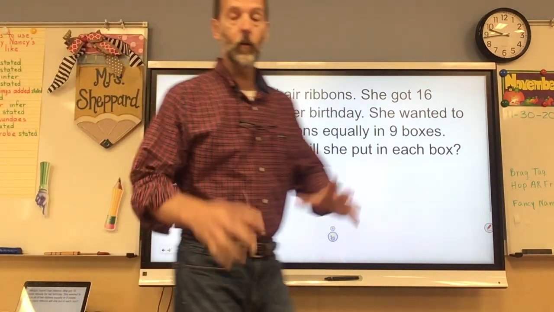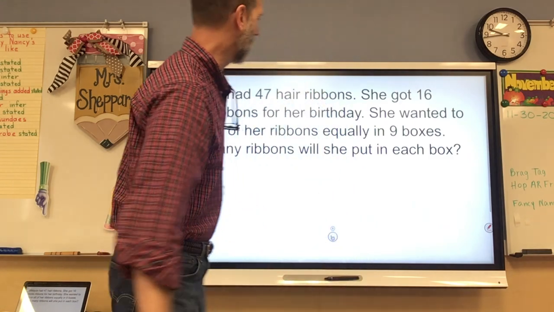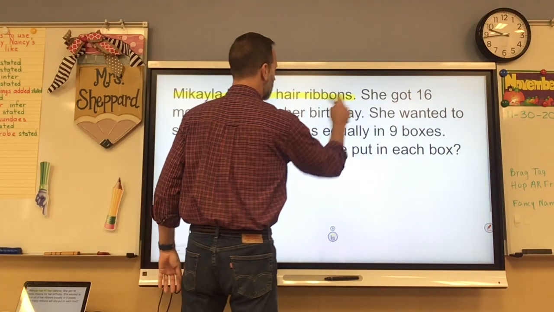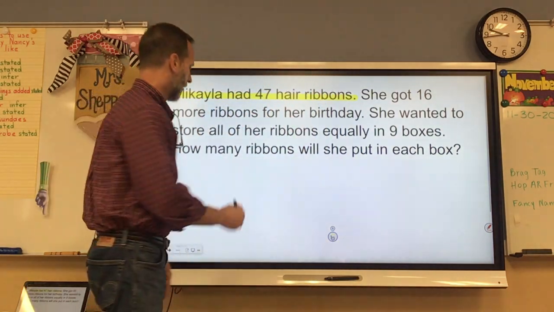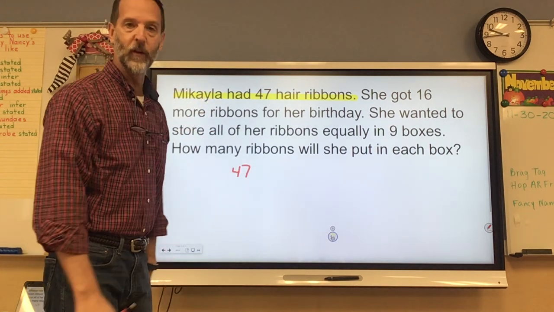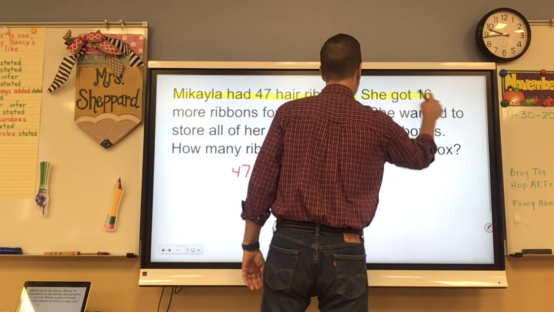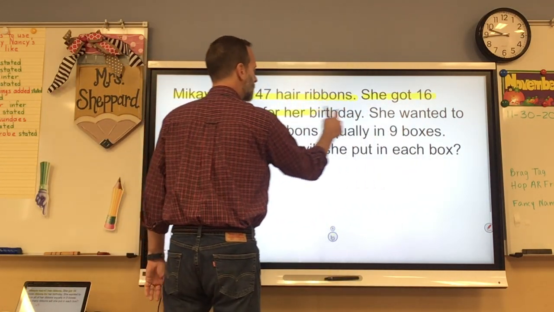Okay, all together reading that problem. It sounds like, oh, it's too much. Sentence at a time, right? Here we go. Michaela had 47 hair ribbons. Okay, I'm not going to draw 47 hair ribbons. I'll put the number. Okay, let's look at the next sentence. She got 16 more ribbons for her birthday.